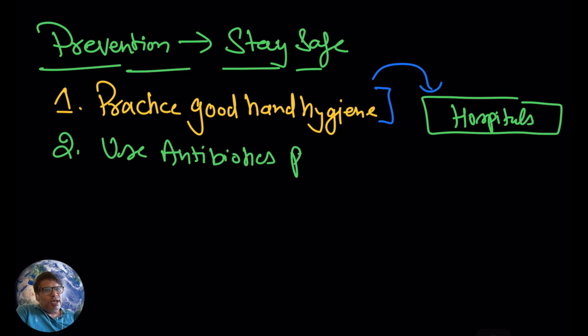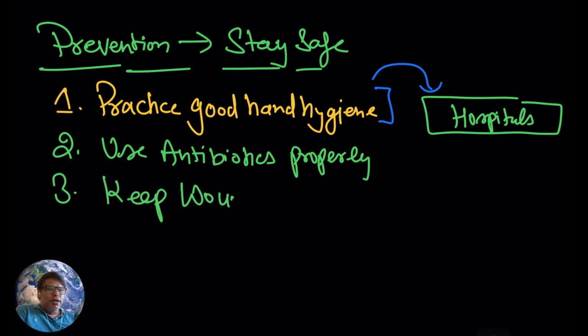Second, use antibiotics properly. If the doctor prescribes some drugs, sometimes individuals take the drug for a few days and then stop. This gives rise to a population of drug resistant bacteria. So please complete the course. That is also important. Third, keep wounds clean. If you have a wound, keep that wound clean, because through a wound these bacteria can infect. That is also important.